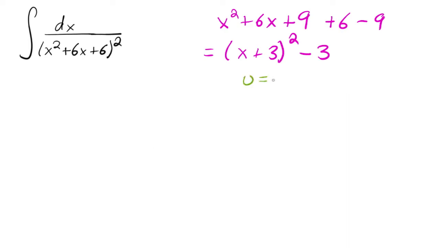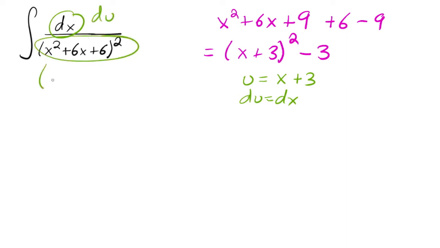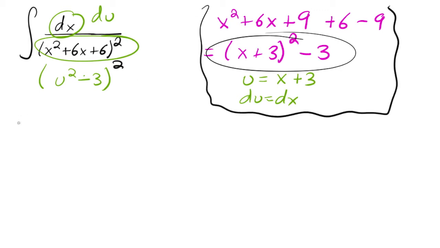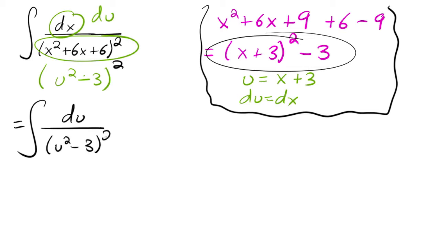Okay, so then you substitute, you let u be x plus 3, and then du is going to equal just dx. So here we have du, and then this is going to equal u squared minus 3, and then the whole thing is, in this case, squared. So this inside is this right here. Okay, so let me separate that. Then what I have is the integral of du over u squared minus 3 squared.